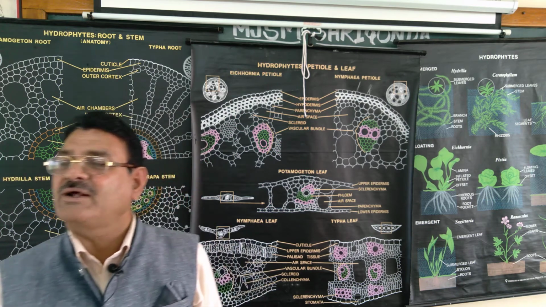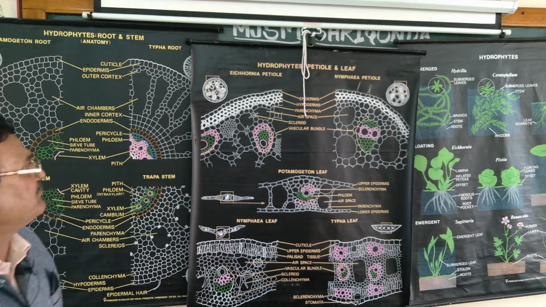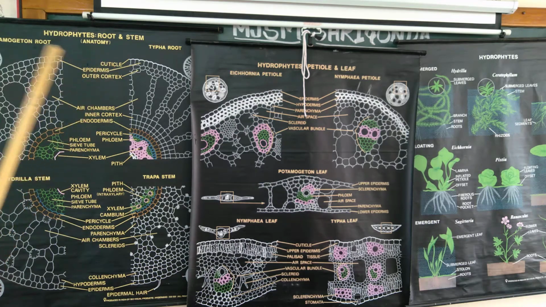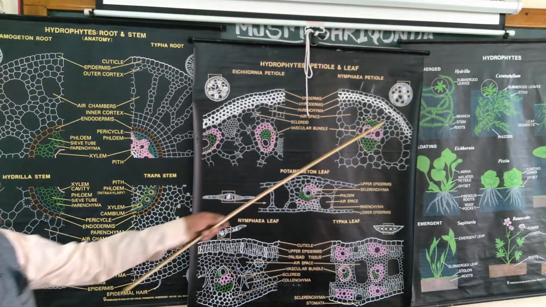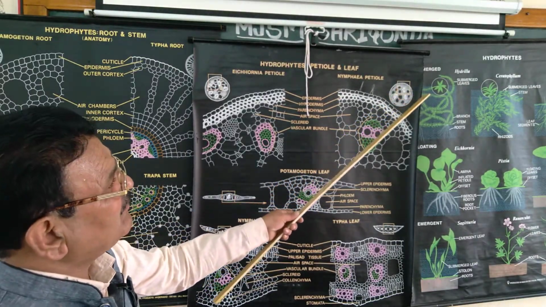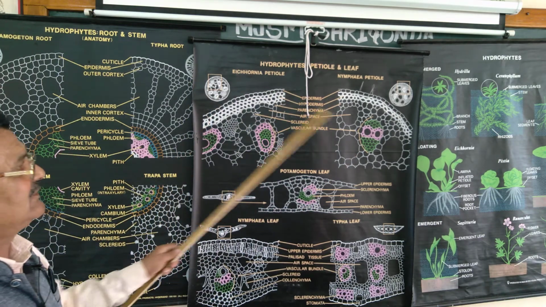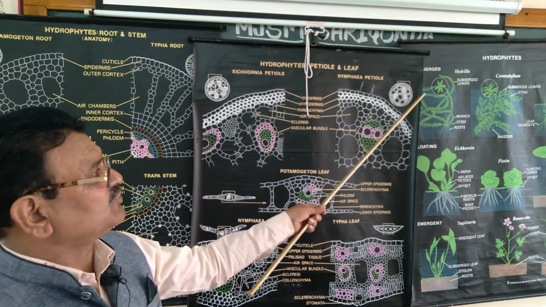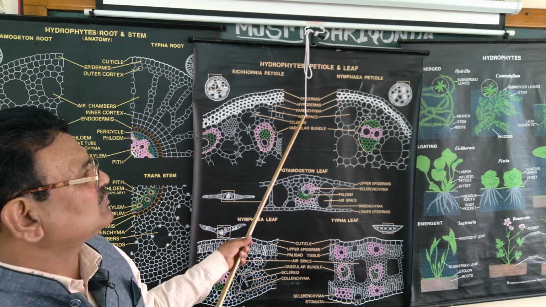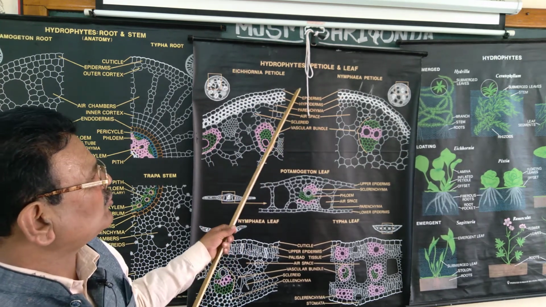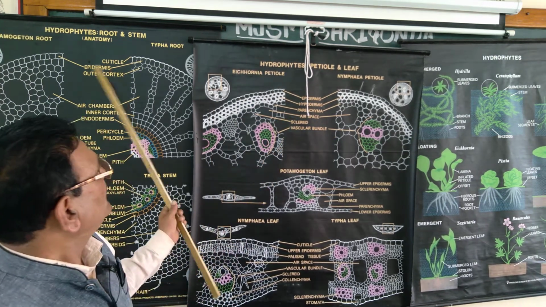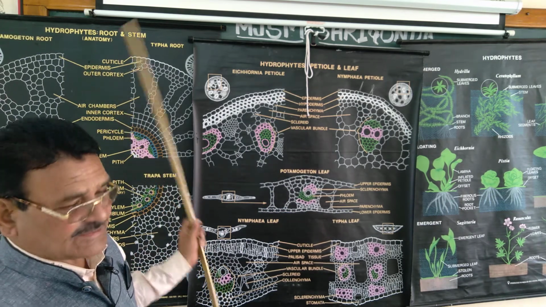Then ecological adaptation in hydrophytes, example roots. These are only plants, and these are internal structure. That is, there are external features of hydrophytes. Here are the internal features of hydrophytes: petiole and leaf, and internal features of hydrophytes: root and stem.